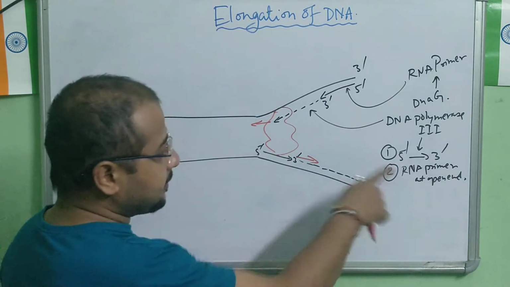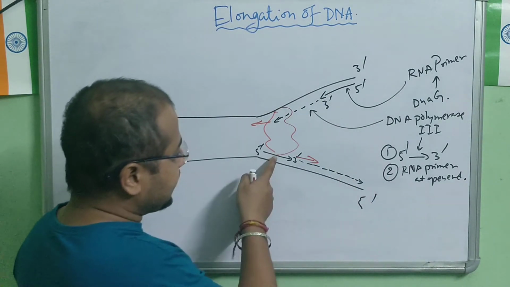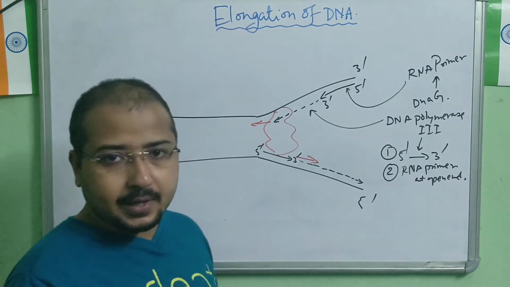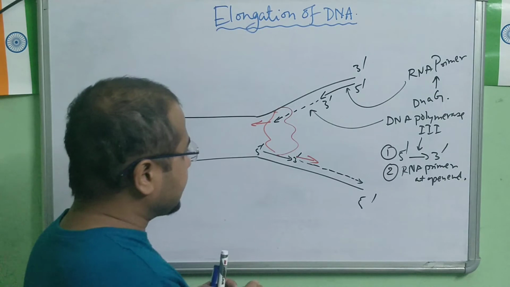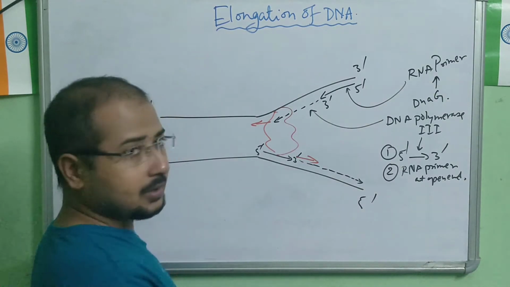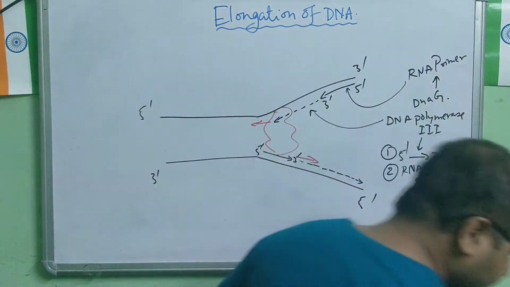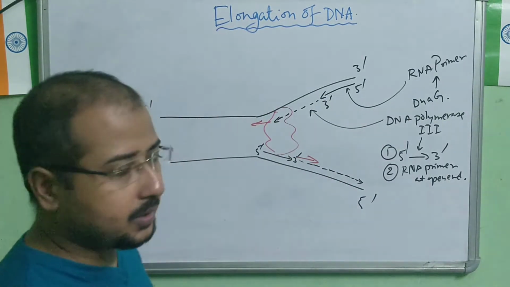And the RNA primer should be at the open end, but here it is not at the open end, right? So that is why, this is how the replication is not happening. This strand is okay, no problem. But the problem is with this strand, this one.